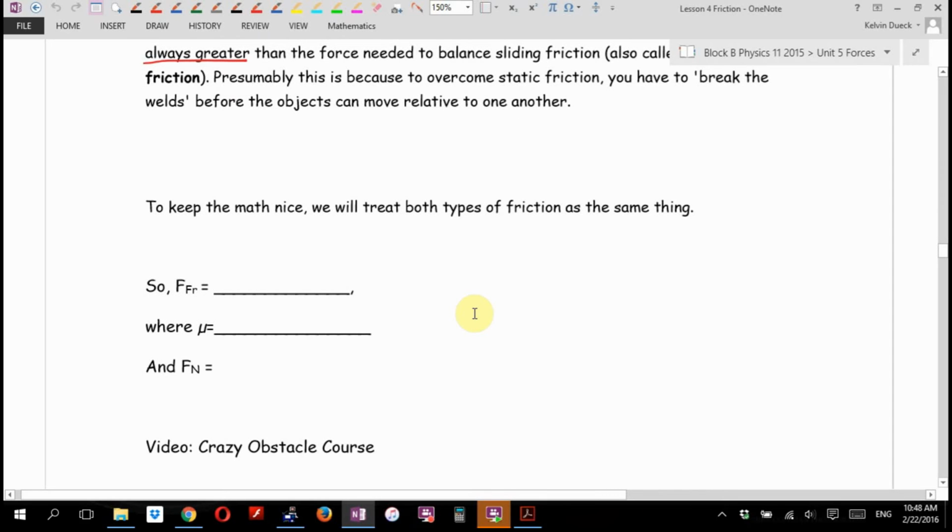Having said that, to keep the math nice, we're going to treat both types of friction as the same thing. Okay? So, friction equals mu times the normal force, where mu is called the coefficient of friction.